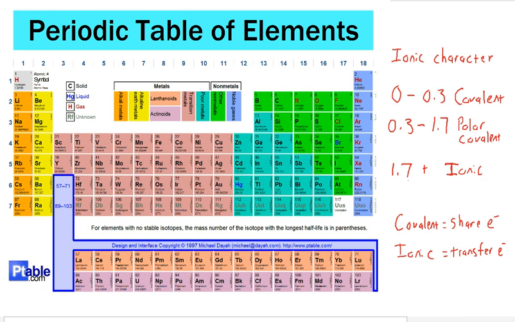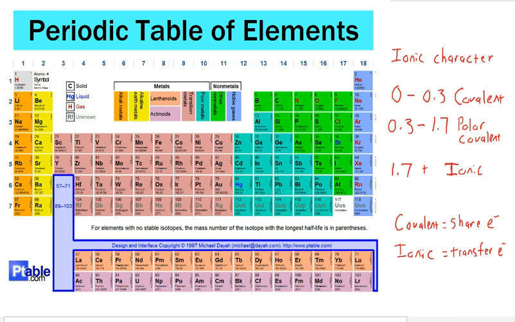And if the electronegativity difference is greater than 1.7, we say that it's ionic. What happens in that case is that because one element is so much stronger than the other, it's able to actually take the electrons away from the weaker atom, and they form a different type of bond. They don't share them. Okay?